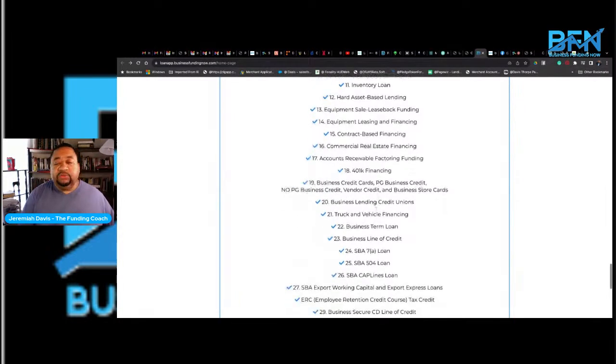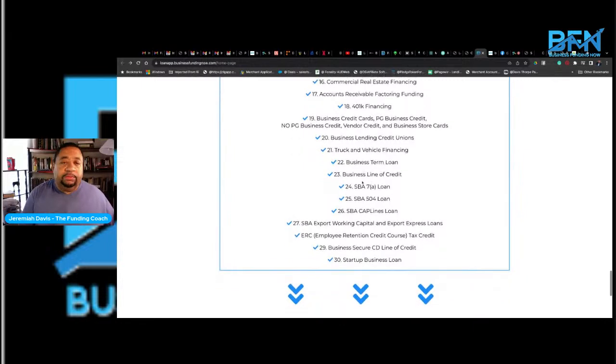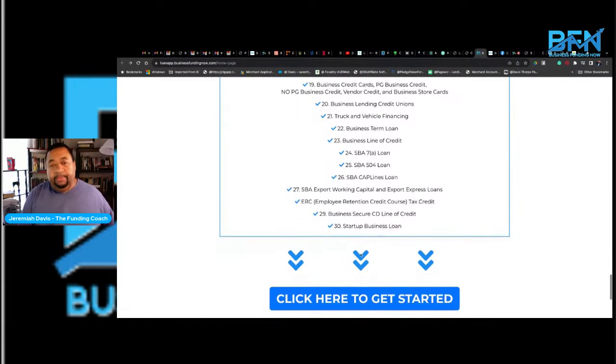401k, business credit cards, right? PG business credit, no PG business credit, and vendor credit and business store cards, truck and vehicle financing, business term loans, business lines of credit, SBA 7(a), SBA 504, SBA CAPLines, SBA Export Working Capital or Export Express loans, ERC tax credit, business secured CD line of credit, and startup funding, right?